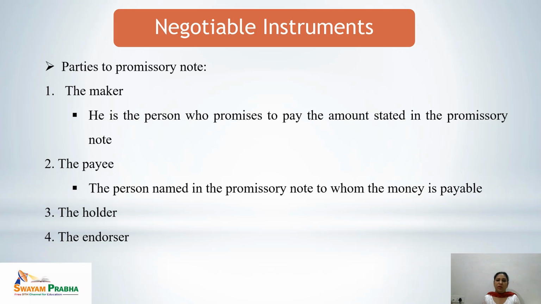Next one is the holder. The person who holds till the maturity is known as the holder. Next is the endorser. Because the promissory note is a negotiable instrument and can be transferred further, the person who transfers the promissory note, who endorses it to the next parties, is known as the endorser. So these are the four parties: the maker, the payee, the holder, and the endorser.